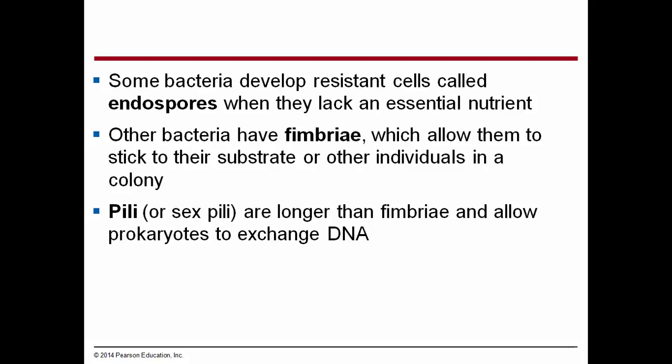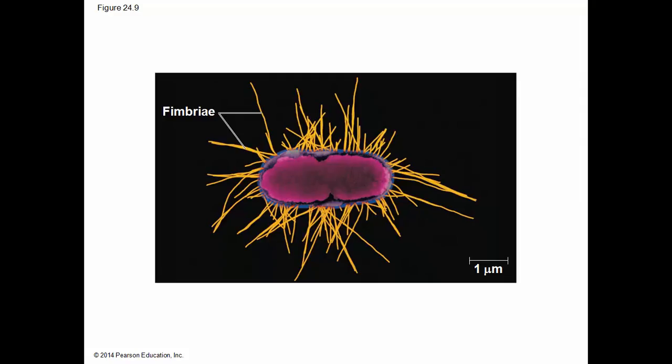Pili or sex pili are longer than fimbriae and allow prokaryotes to exchange DNA. So it's actually possible for prokaryotes, they don't really reproduce sexually, but they can exchange genetic information through the sex pili. Here's the fimbriae on a bacteria, and it's just used to help collect the bacteria along with its like kind.